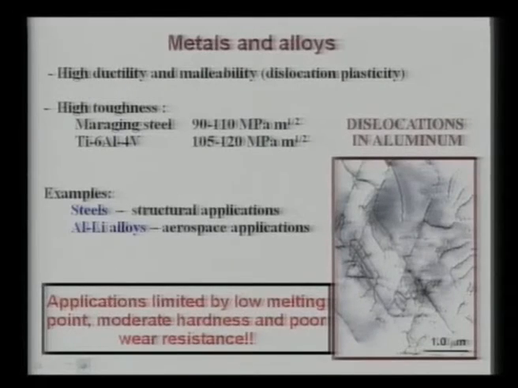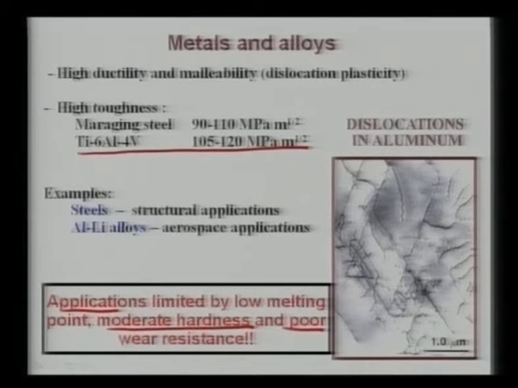Now some of the alloys used as biomaterials, like titanium 6 aluminum 4 vanadium, have extremely high toughness, like 105 to 120 megapascal square root meter, and most of the ceramics have a toughness of less than 10 MPa square root meter. So some of the metals used in biological applications can have one order of magnitude higher fracture toughness than their competing ceramic based materials. However, these applications are essentially limited by the moderate hardness and poor wear resistance of the metals.